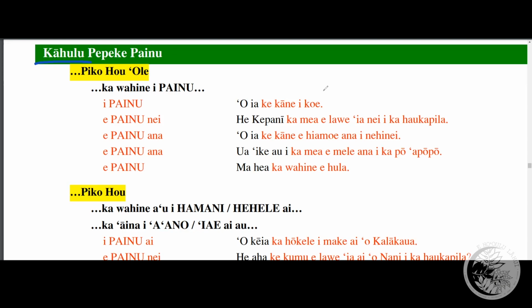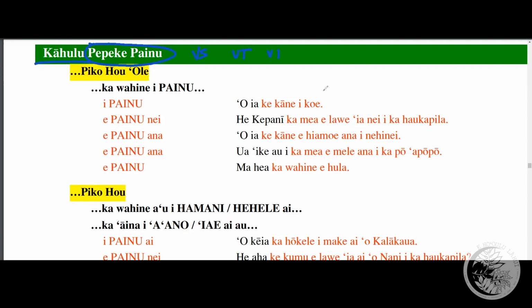And so the kahulu pepeke painu is a specific kind of kahulu, where the kahulu happens to be a pepeke painu. The root word of a pepeke painu, in English you'd call a verb sentence. So whether it's a verb stative or an ano, or a verb transitive, or a hamani, or a hana, hanapili, or a verb intransitive, or what we call a hehele, or a hana pili ole. Some of the other words may be used, but again, these are the basic so-called verb sentences.